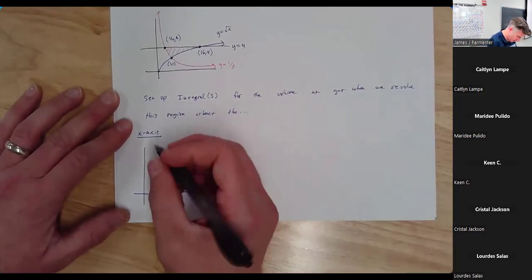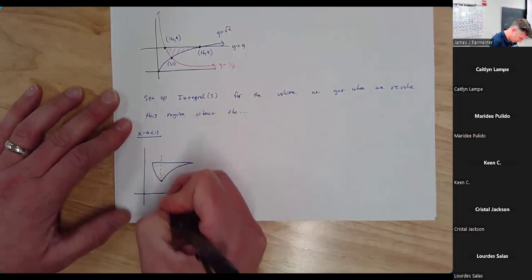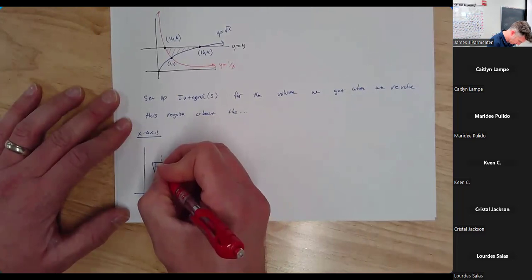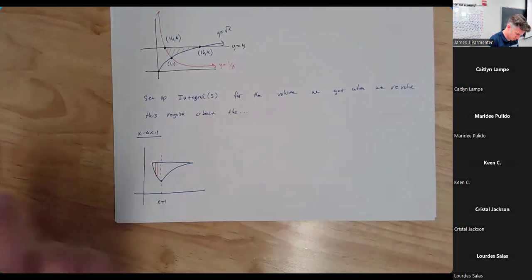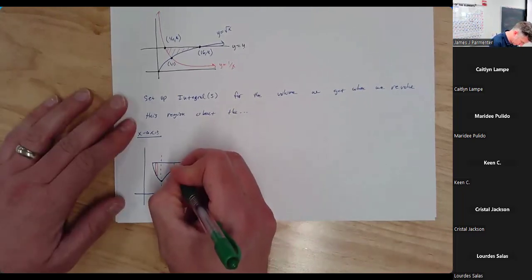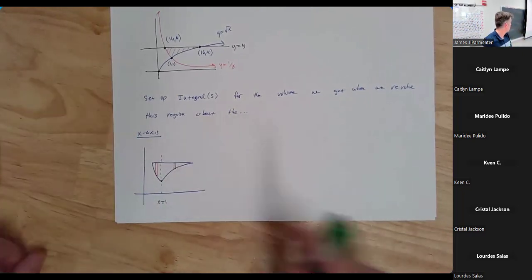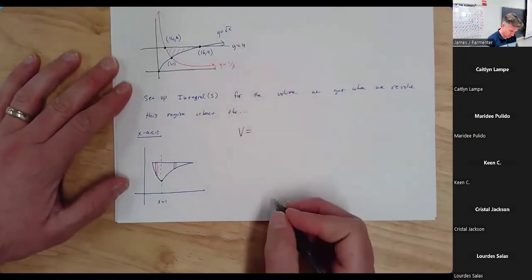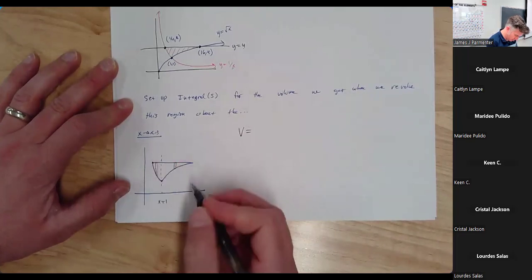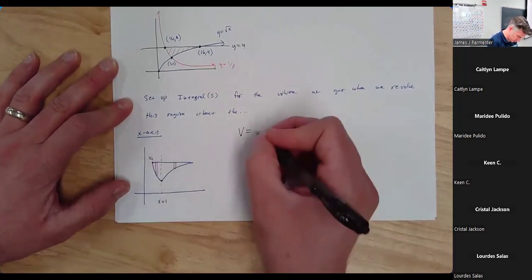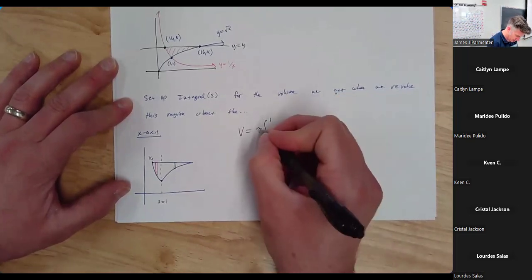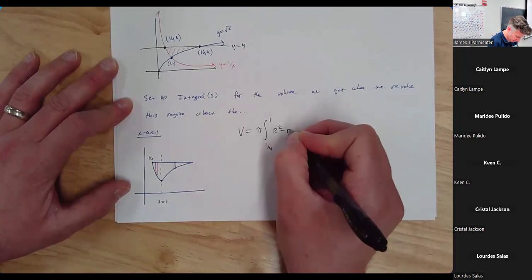So we have to break it up right there at x equal to 1. So here's our strip with this section. And here is our strip for this section. My volume is going to be, well, I'm going to have one integral that goes from x equals 1/4 to x equals 1. And it's going to be pi times my large radius squared minus my little radius squared.